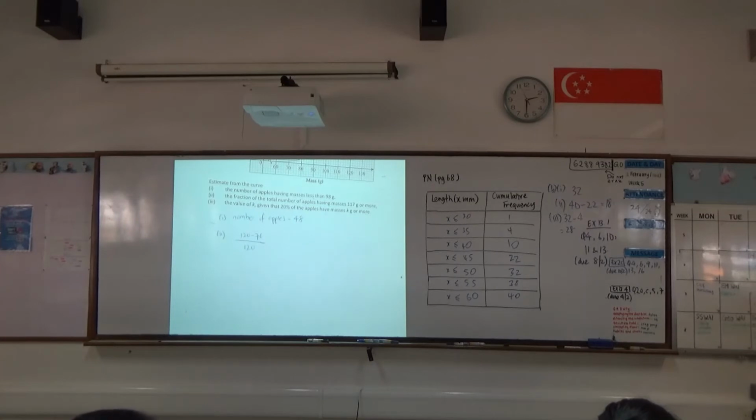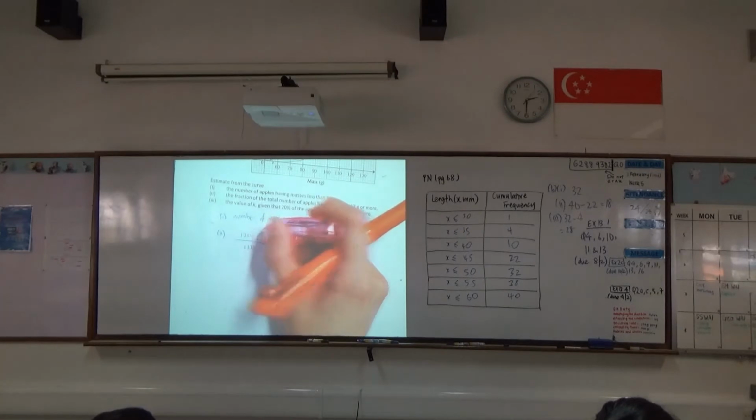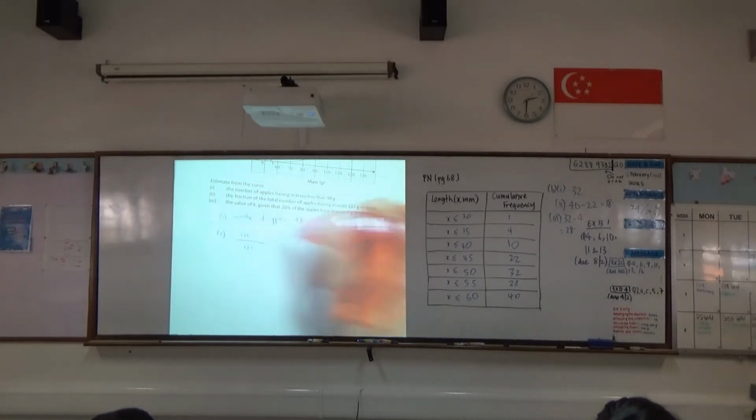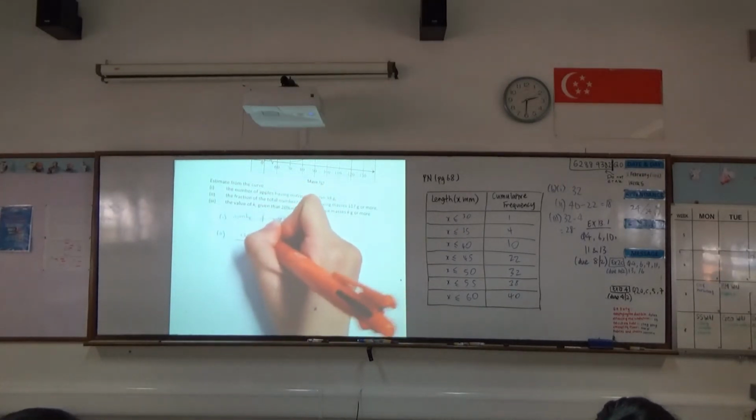So Adia, what will your answer be? What's the answer? 120 minus 104. You agree with this? 104, Joshua? Okay. So read carefully.